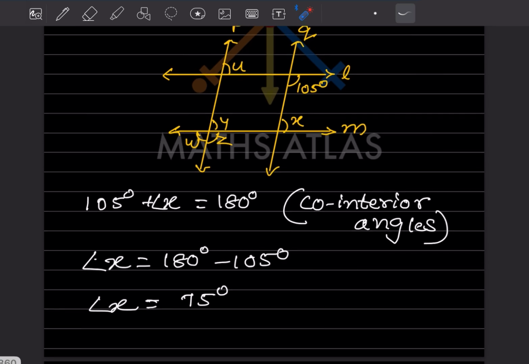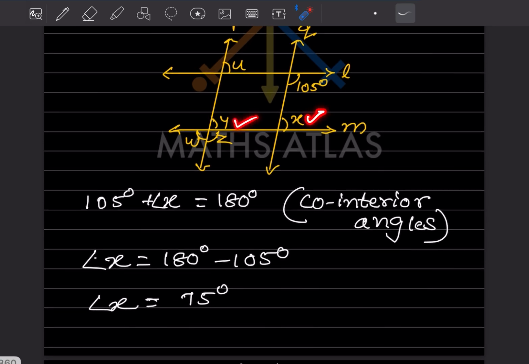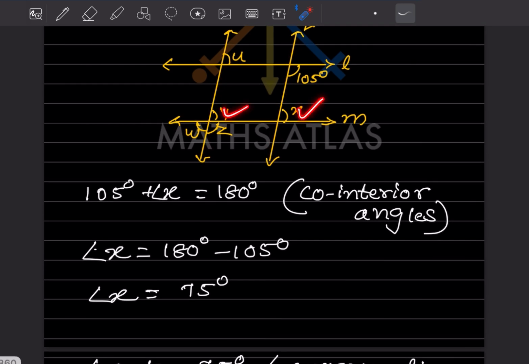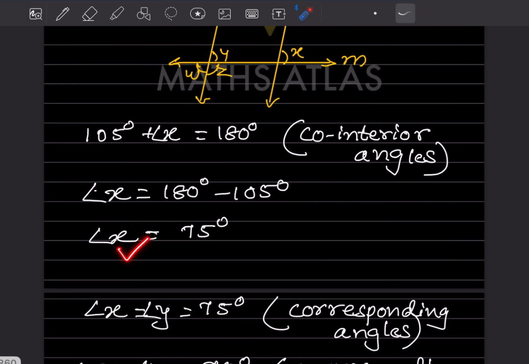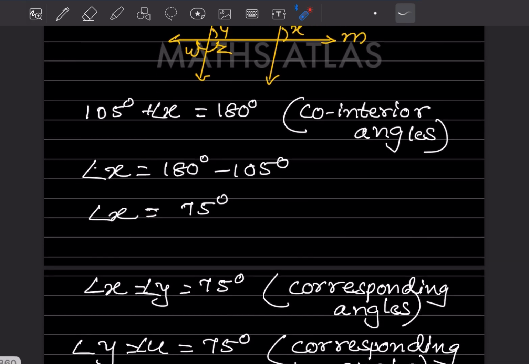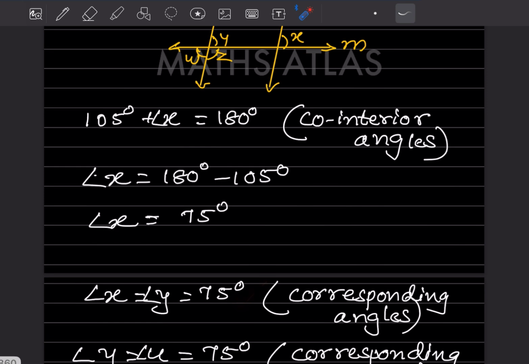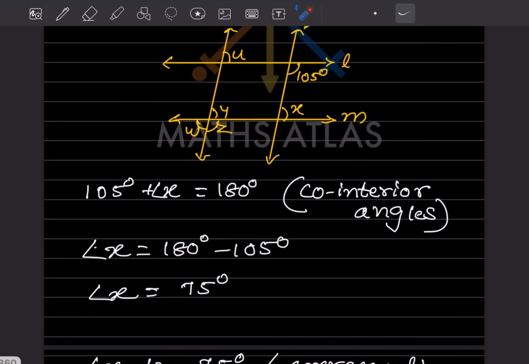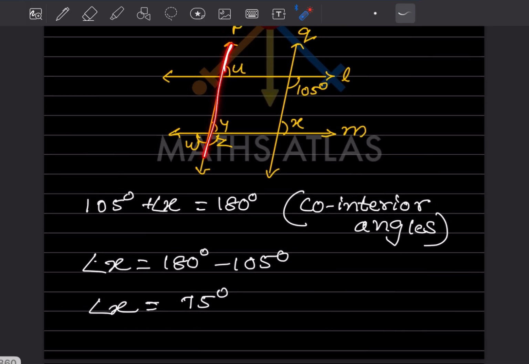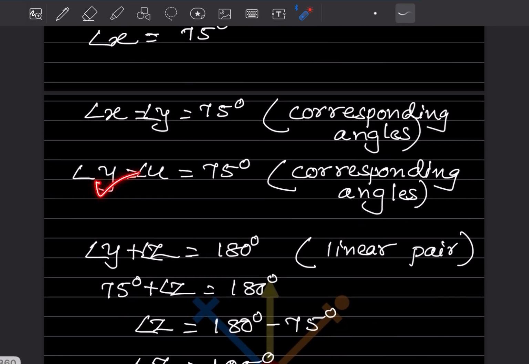Again, angle x will be equal to angle y because they are corresponding angles. So this y is also going to be 75 degrees. Again, angle y is equal to angle u, they are again corresponding angles. So y we got is 75, so here also that is going to be 75.